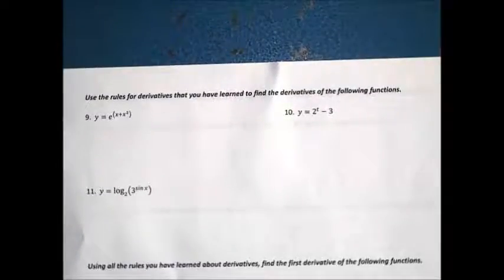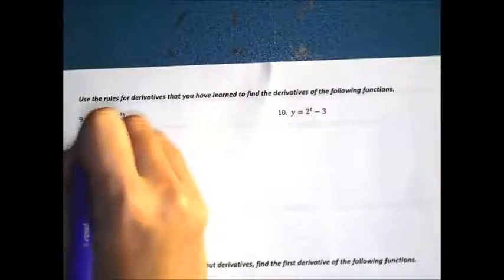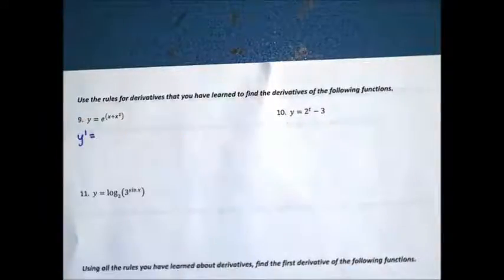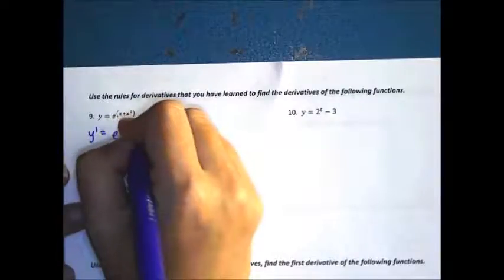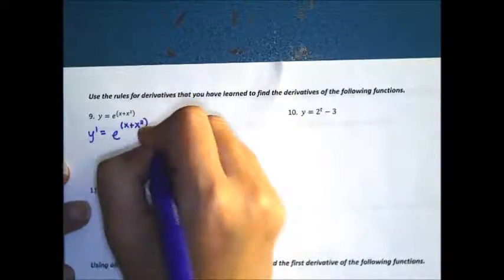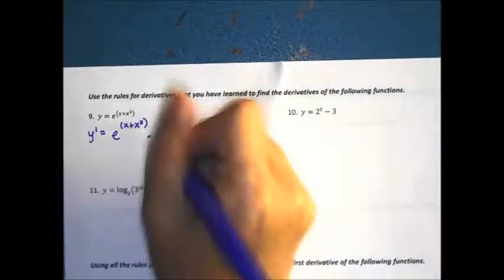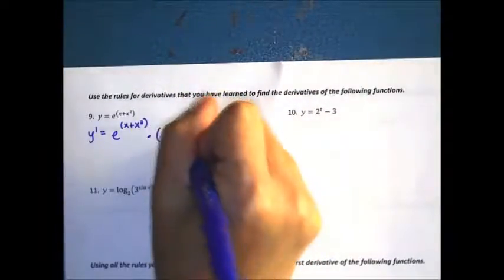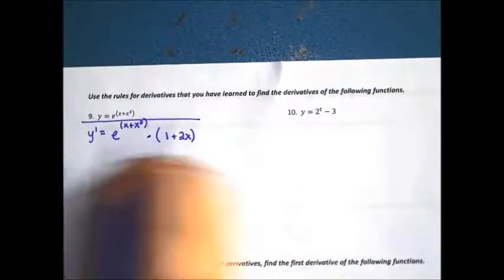Now, a couple more, a little bit more challenging examples. So for number 9, we're taking the derivative of something with an e in it. So y prime would be, the derivative of e would just be e to the same stuff that you started with. But then you need to multiply by the derivative of the stuff. So I would have 1 plus 2x. And since I can't really simplify this, I'm done.